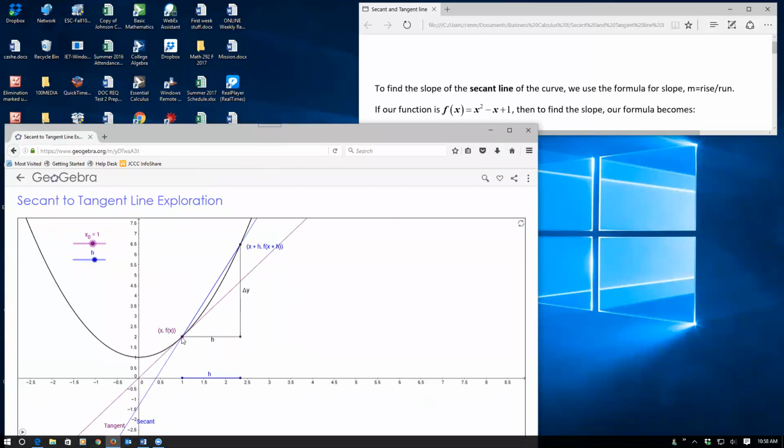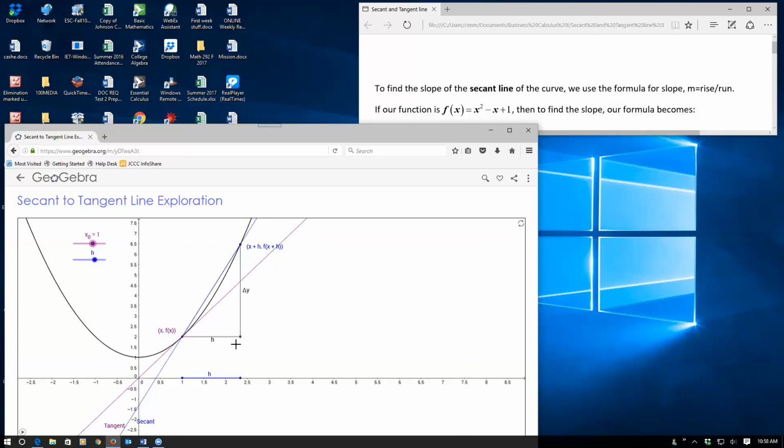So we're going to develop this purple tangent line by looking at the secant line and using limits. So we have to recall the formula for a slope. So if you look up here, to find the slope of a line, we use the formula slope is equal to rise over run. So for this blue line, we're looking at the change in y, the rise, over the run, the change in x.